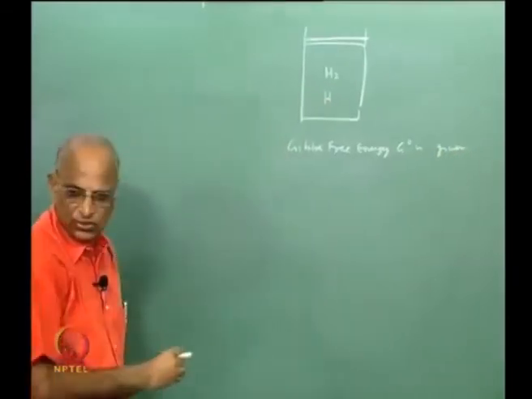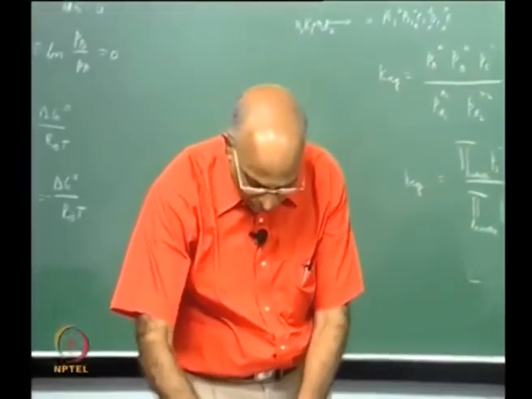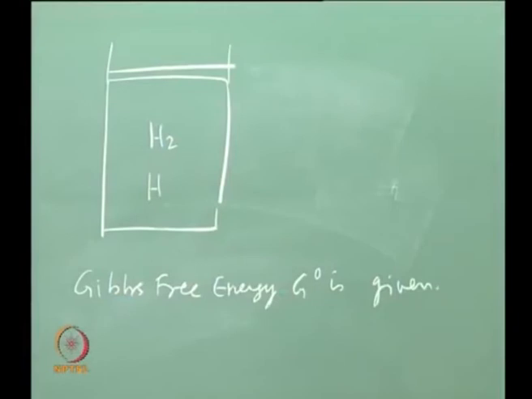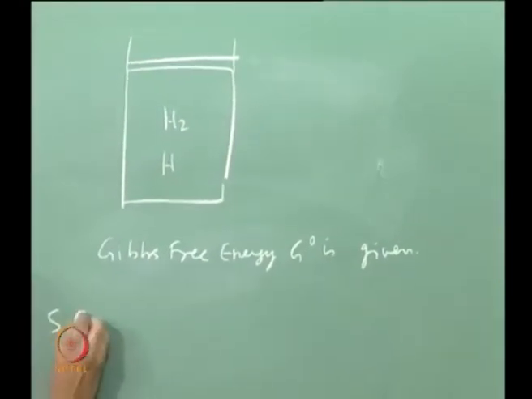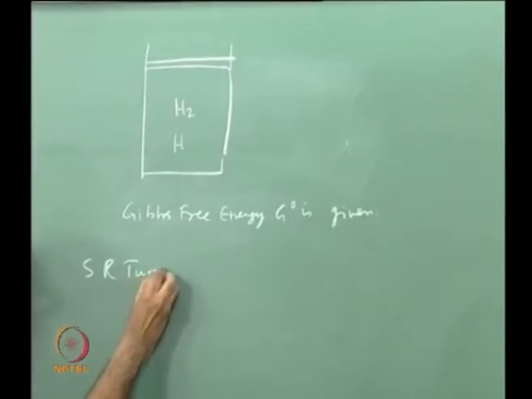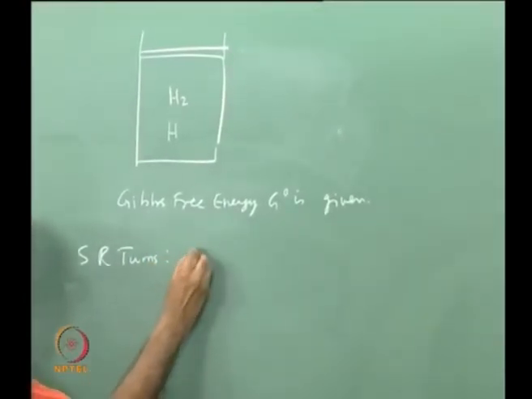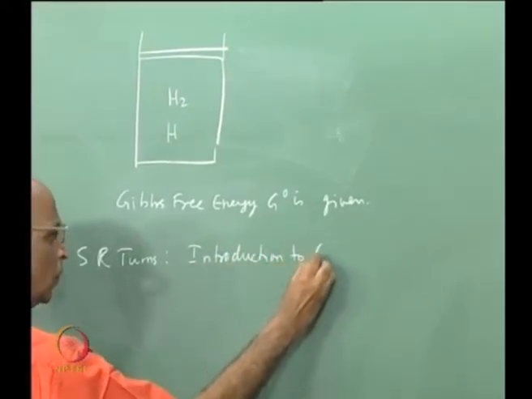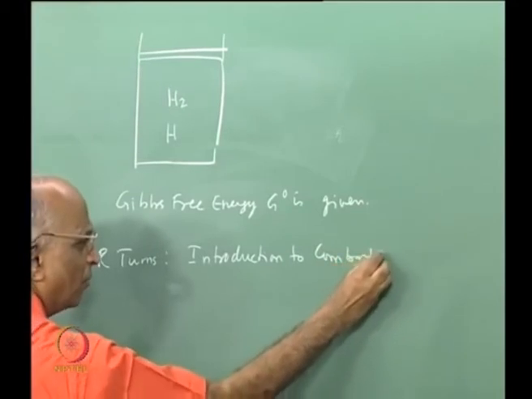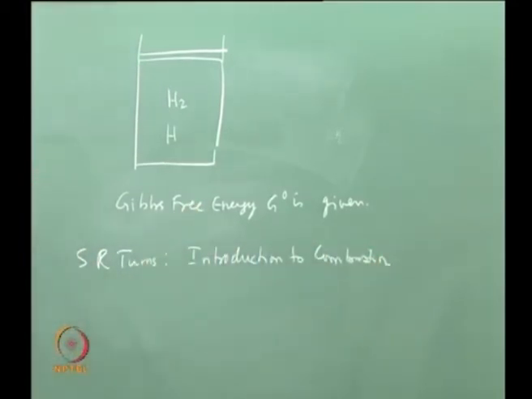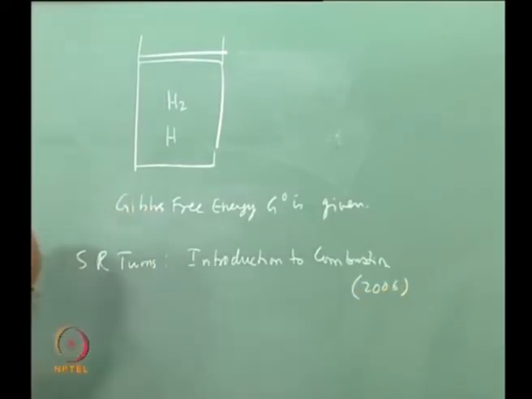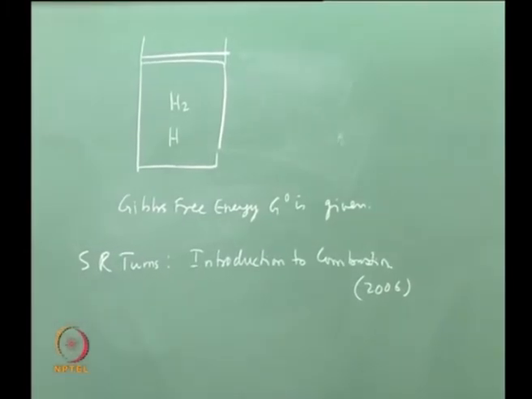I will take the values from one of the books which you all use very often. The book is by S. R. Turns, and the name of the book is Introduction to Combustion. All combustion texts give the value of delta G for the different substances. I think the second edition, or the new edition, came out in 2006, and we have a large number of copies in the different labs, therefore it is easily accessible.